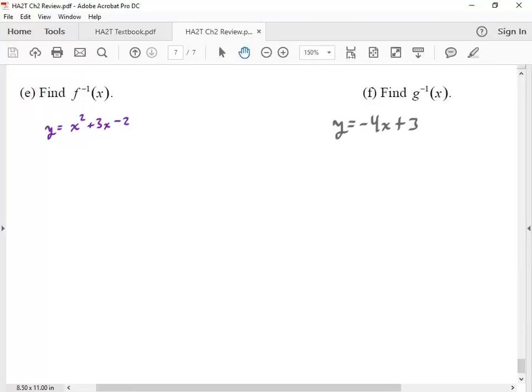Alright, so if you're trying to find the inverse function, what you gotta do is you first gotta switch the x and the y. This is the way I like to do it. There's other ways to do it. Now, because we have this squared, we have to do something special, which is kind of annoying. It's a little more work.